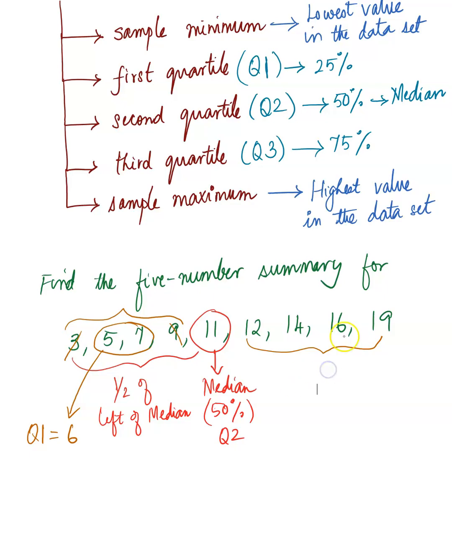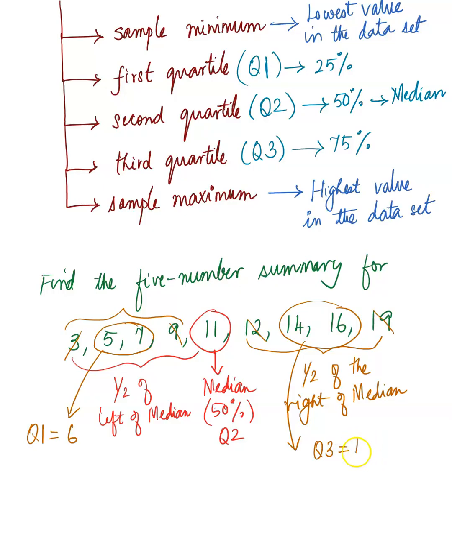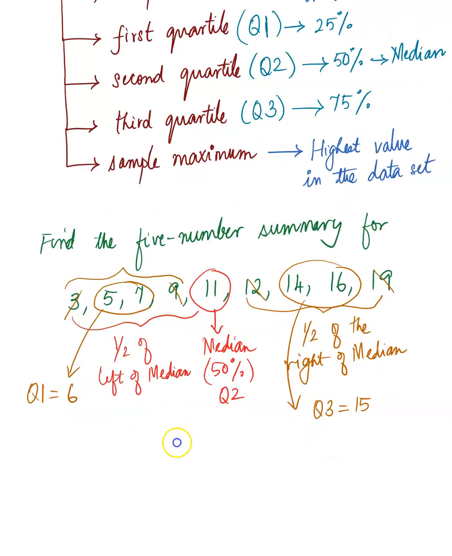But if you look at it, this is half of the right of the median. So once again, you walk to the middle and you have these two. So Q3 is 15, right? You take the middle value of these two. Now let's see if we can use the calculator to do this for us.